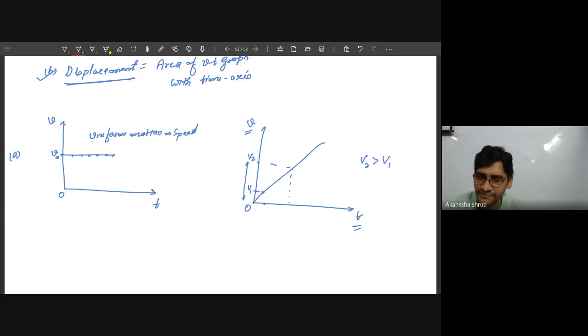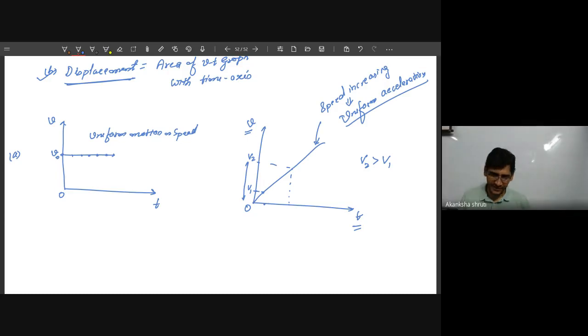So therefore, it gives us uniform acceleration. So right here, speed is increasing. When speed is increasing like this, it implies uniform acceleration. So it is the condition of uniform acceleration. In this case, since the speed is not changing, meaning delta V is 0, this implies acceleration is 0.